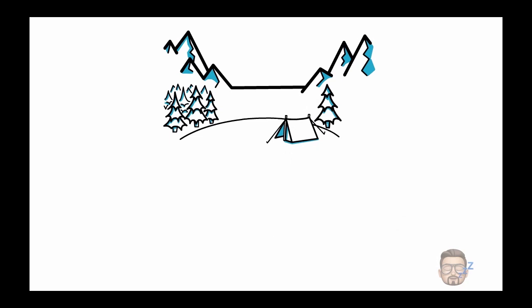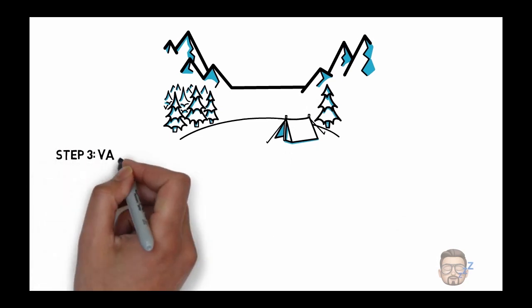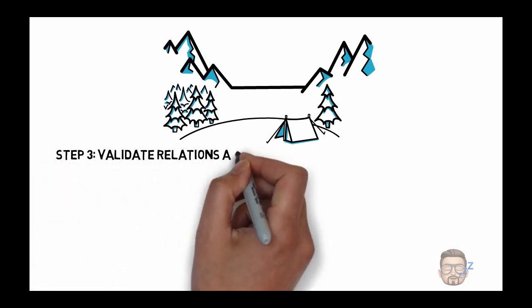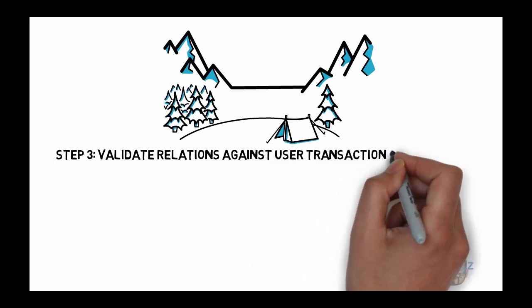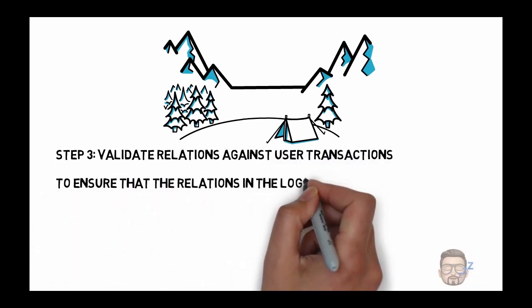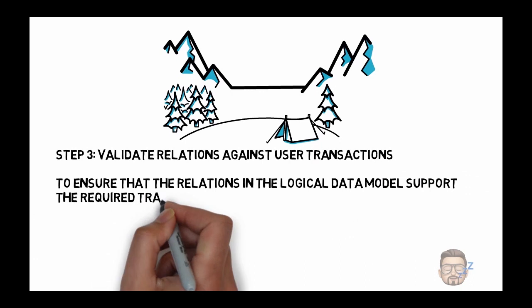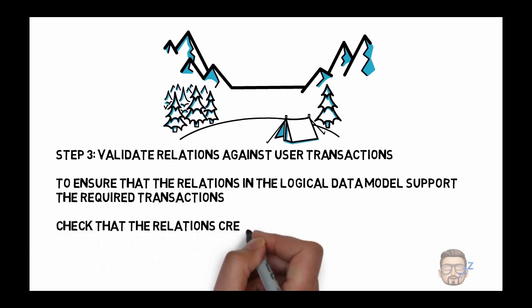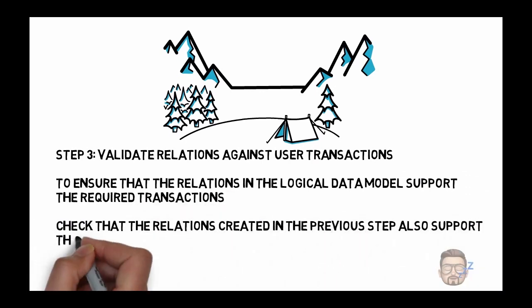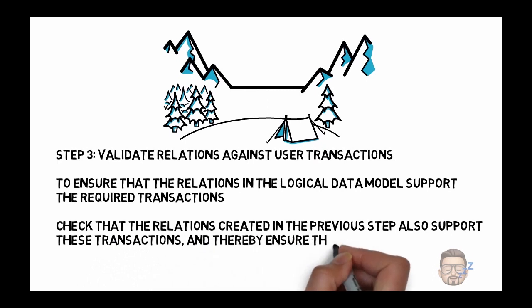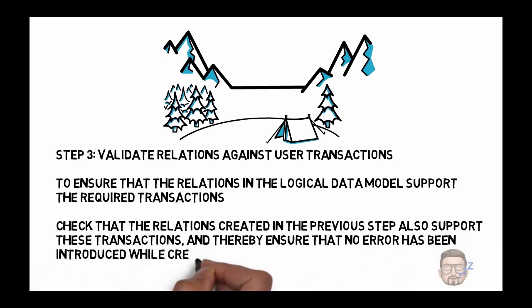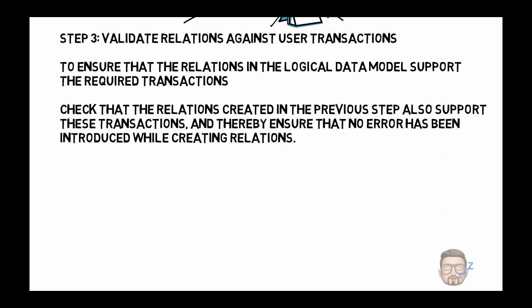Step number 3 is to validate relations against user transactions. This is to ensure that the relations in the logical data model support the required transactions. Check that the relations created in the previous step also support these transactions and thereby ensure that no error has been introduced while creating the relations.